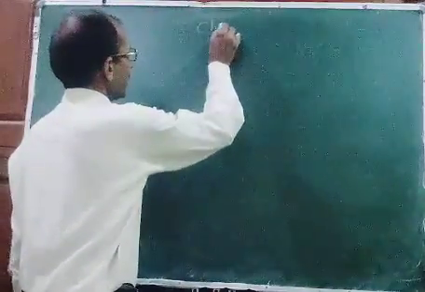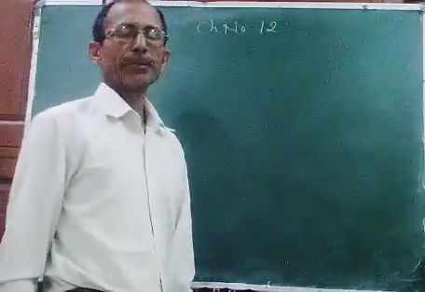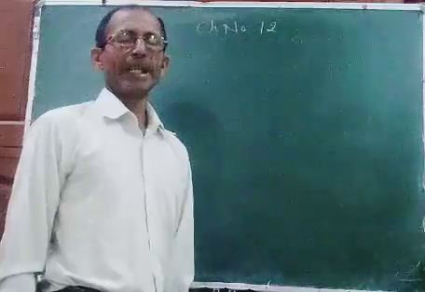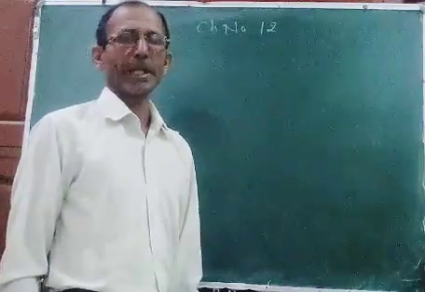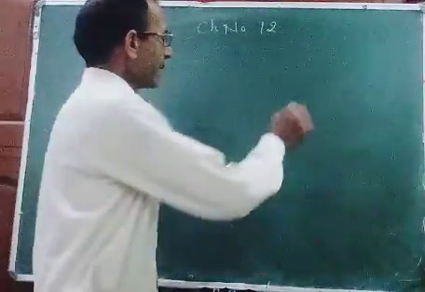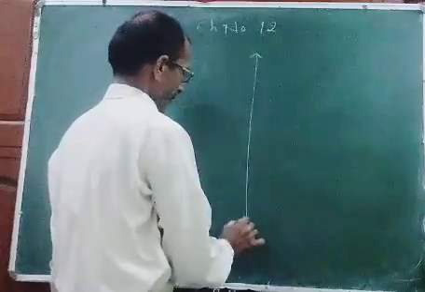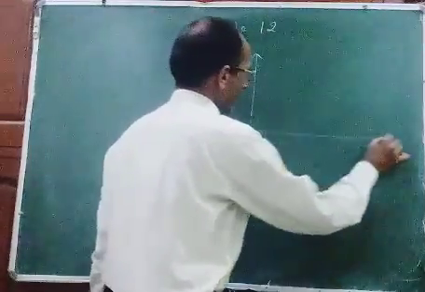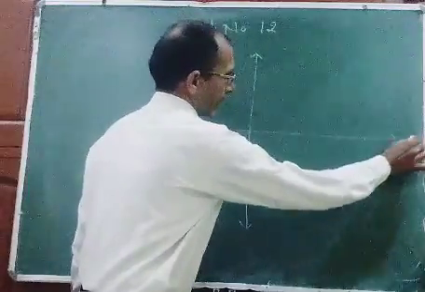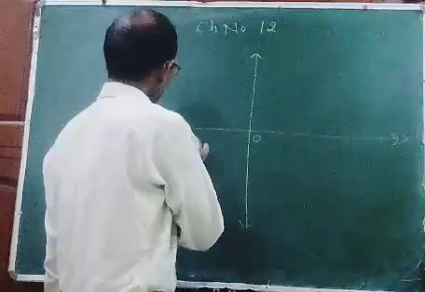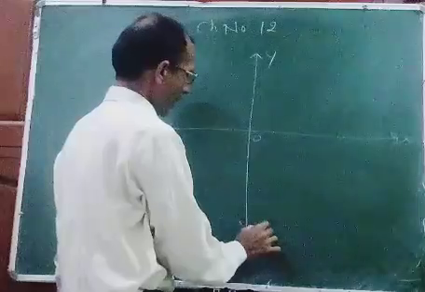So in chapter number 12, first of all, I would like to clear the meaning of coordinates. Two mutually perpendicular lines which are intersecting each other. This line is called the x-axis and this line is called the y-axis.